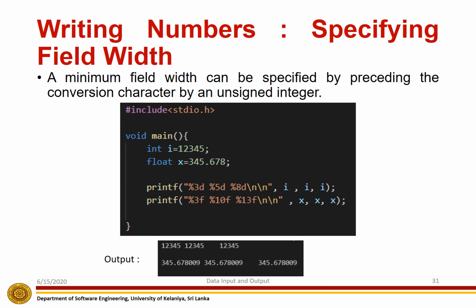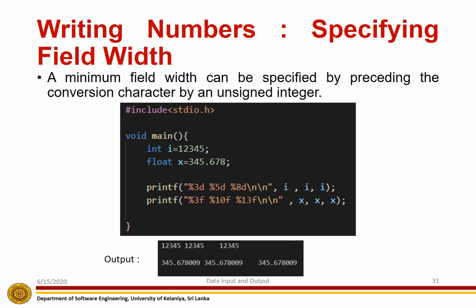If the number of characters in the data item exceeds the specified field width, however, then additional space will be allocated to the data item so that the entire data item will be displayed. This is just the opposite of the field width indicator in the scanf function, which specified the maximum field width. For example, you can see the C program on the screen which illustrates the use of the minimum field width.